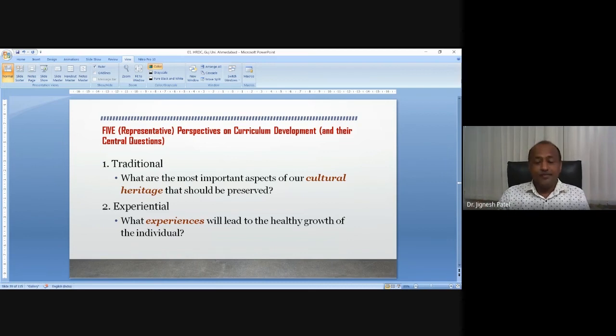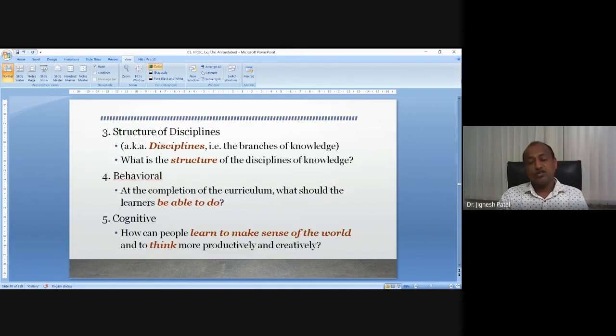So we have to provide them experience. We have to give them the practical knowledge. That is also very much important. So in this kind of perspective, more focus is given on the experiential knowledge. Third one is structure of the discipline. That is again, what is the structure of discipline of the knowledge? Whether you are coming from educational branch, art branch, then fine arts, or you can say the commerce, science, engineering. So from which discipline of knowledge you are coming? Based on that discipline, you have to frame your curriculum.